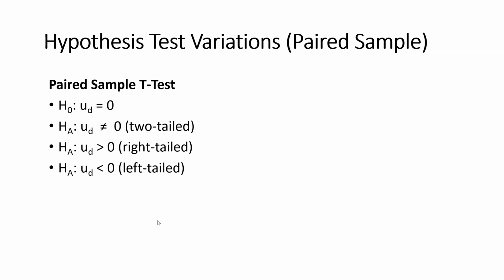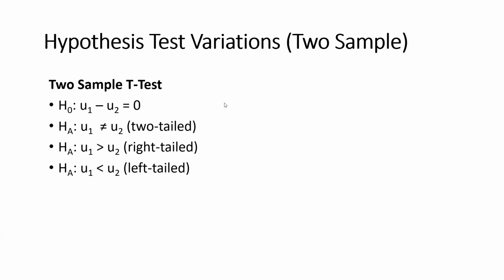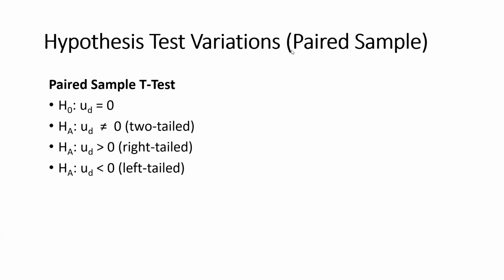So just to bring it on home, there is a one sample t-test, which can either be two-tailed, right-tailed, or left-tailed. There is the two sample t-test, which could either be two-tailed, right-tailed, or left-tailed. And there's the paired t-test, which could either be two-tailed, right-tailed, or left-tailed. And we'll go into each one of these in future lectures.